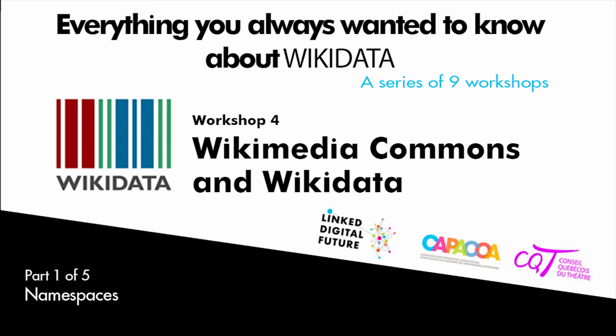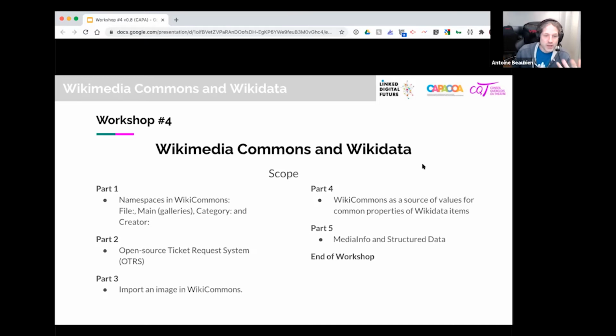In workshop number 4, we're going to see Wiki Commons, which is another wiki that is like Wikidata. It's a wiki that is useful for all the other wikis. So basically, Wiki Commons serves to share data. In part 1, we're going to see what namespaces are, and particularly the namespaces in Wiki Commons. But we'll also see that namespaces are common to all the wikis.